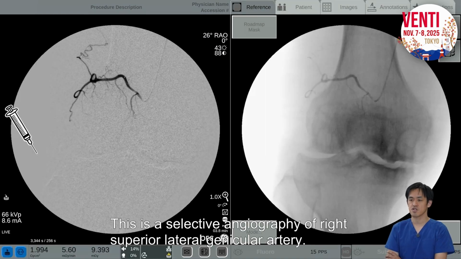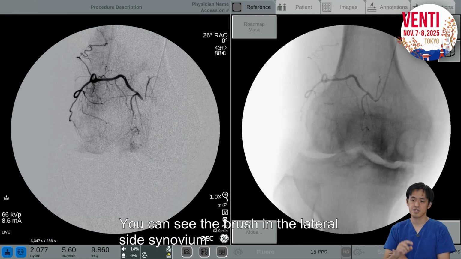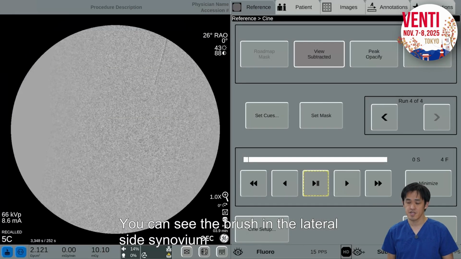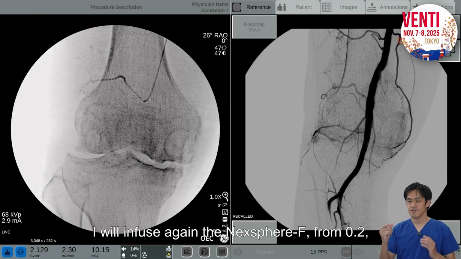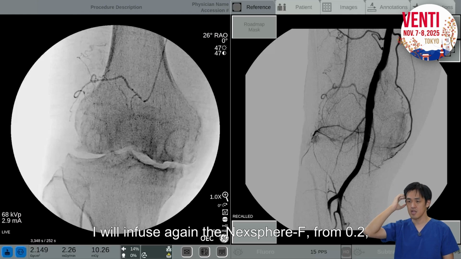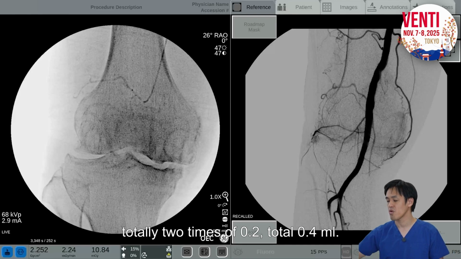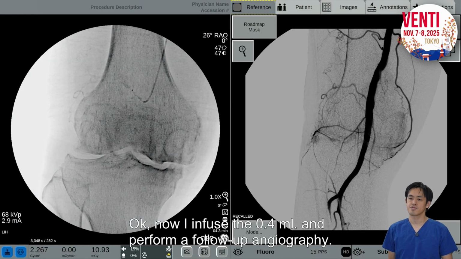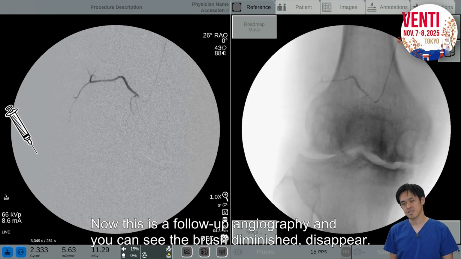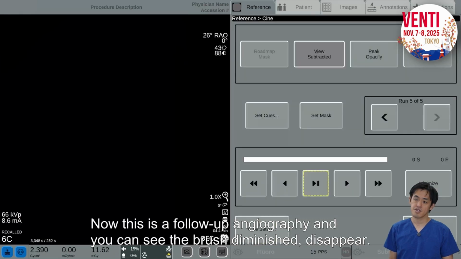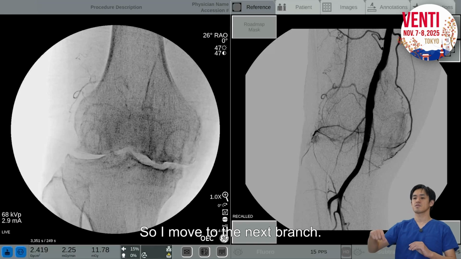This is a selective angiography of the right superior lateral genicular artery. You can see the brush in the lateral side synovium and also the median genicular artery region. So from here, I will infuse Nexphere F again, starting from 0.2, 2 times of 0.2, total 0.4 ml. Okay, now I have infused 0.4 ml and will perform follow-up angiography. Now this is the follow-up angiography, and you can see the brush has diminished and disappeared. So I move to the next branch.